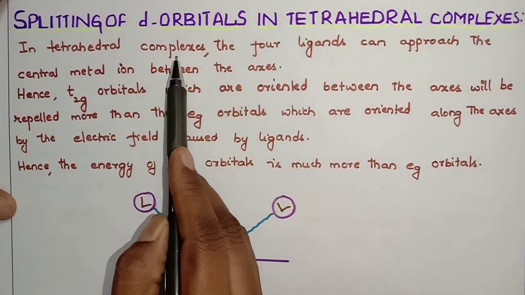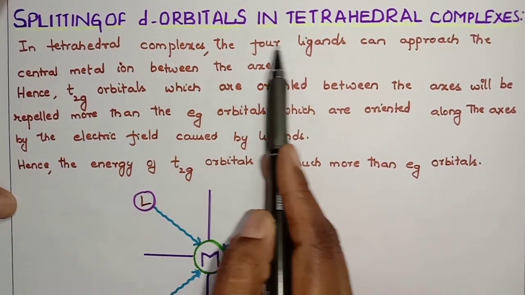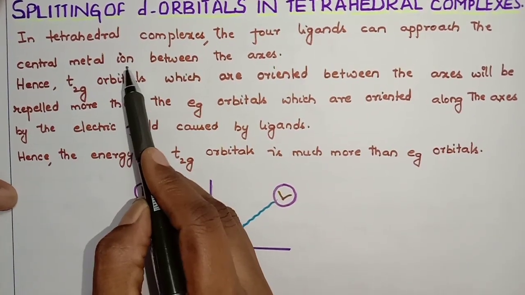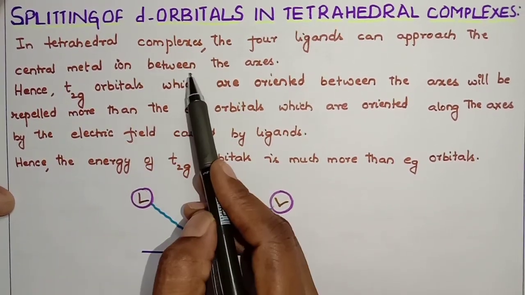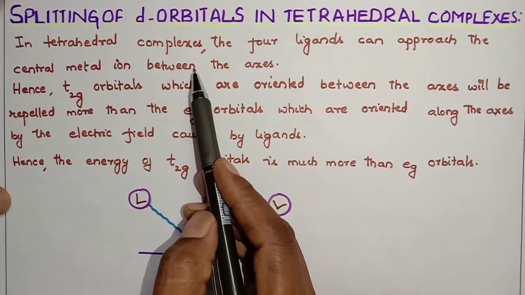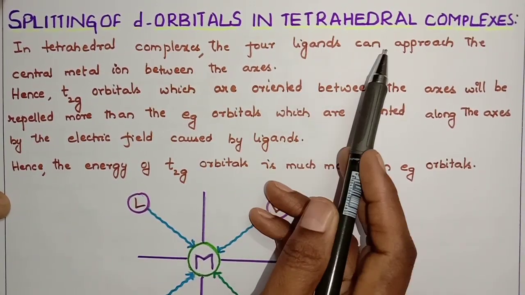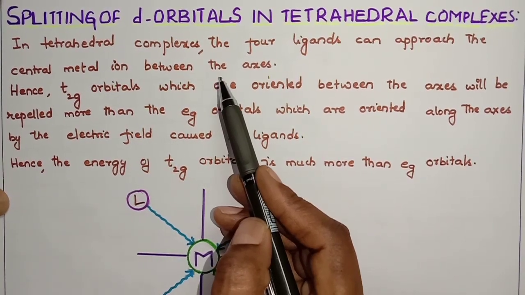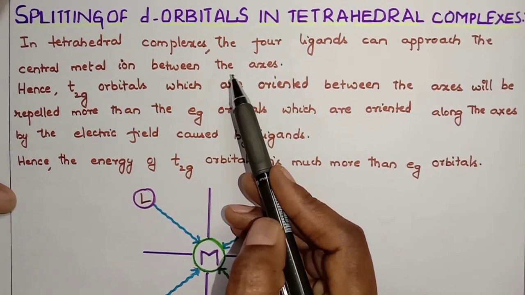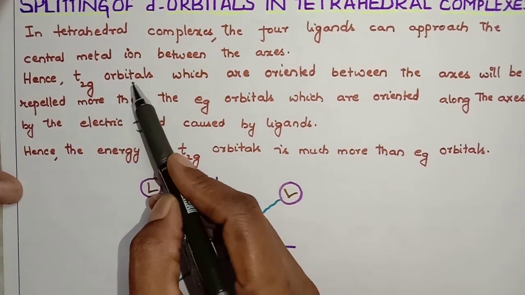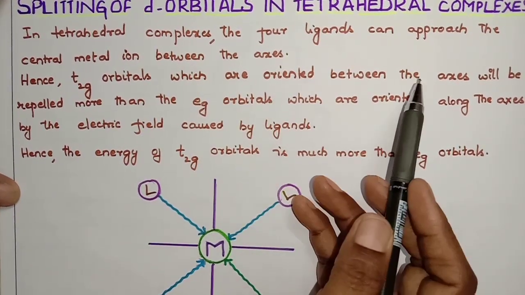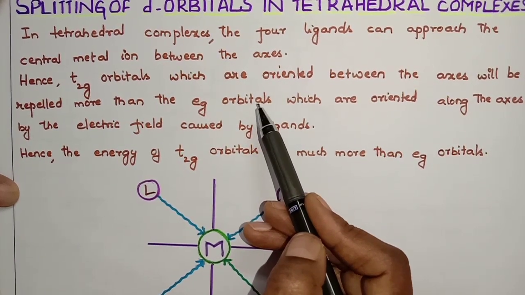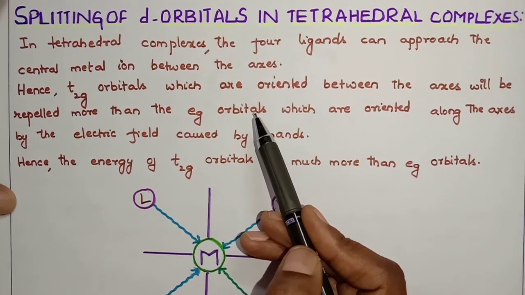In tetrahedral complexes, the 4 ligands will approach the central metal ion between the axes. Okay. What's happening? The 4 ligands are approaching the central metal between the axes. And we also know that t2g orbitals are oriented between the axes and eg orbitals are oriented along the axis. That also we have learned in the previous class.